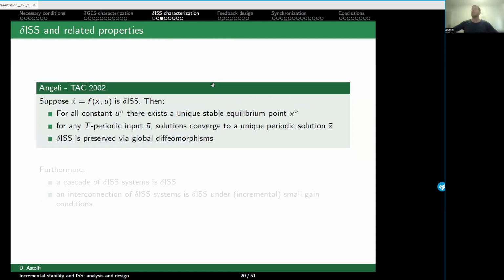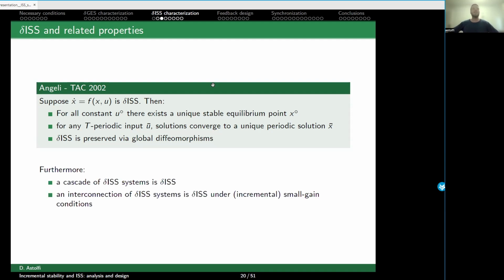Okay, so here is just a couple of properties that are very useful about incremental ISS properties, because they can be useful in many practical applications. So I just wanted to quickly recap them. If we have a system which is incremental ISS, then we know that for any constant u, the solution will converge to a unique stable equilibrium point x0. Moreover, if the input is T-periodic, then the solution will converge to a unique periodic solution of the same period. And moreover, we know that incremental ISS is preserved via global diffeomorphism. All these three properties are very nice, and they were established by Angeli in his seminal work in 2002.